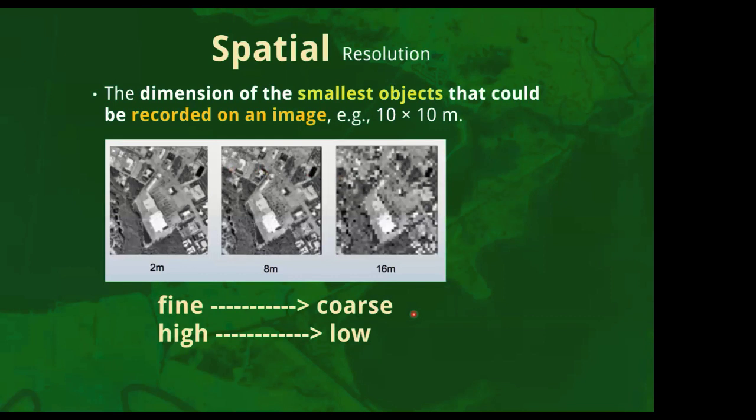The spatial resolution basically measures the dimension of the smallest objects that can be recorded on an image. And when we say 2-meter, 8-meter, and 16-meter, we're actually talking about one side of the pixel size. So 2-meter is actually 2 by 2, so it's 4 square meters, and 8-meter is actually 8 by 8, 64 square meters. But by convention, we just talk about one side because the pixel is usually in the form of a square, unless you distort it, or resample it, or aggregate to a different level where you change the projection without resampling.